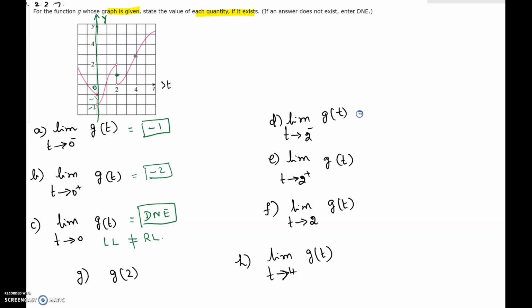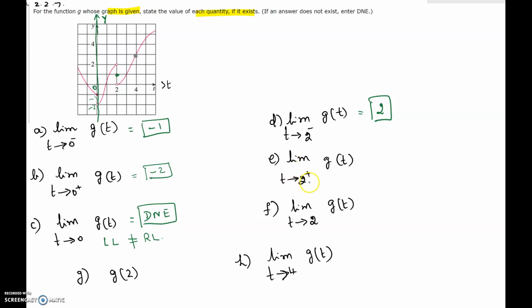Now we have to consider part D, which is t approaching 2 minus of g of t. So we have to see the graph and what happens in the neighborhood of 2, but on the left side of 2. So we have to approach t to 2 from the left side of 2. So we see this piece of the graph. So the graph is actually approaching 2. The y value is approaching 2. So this is equal to 2.